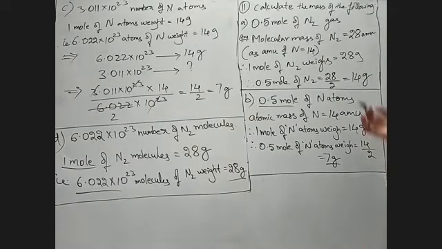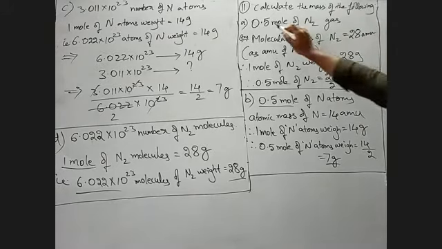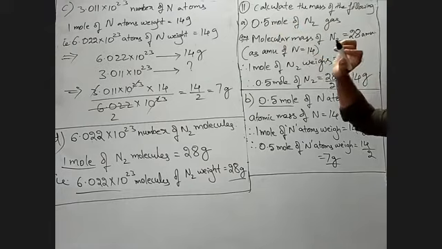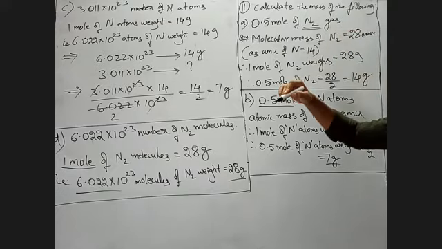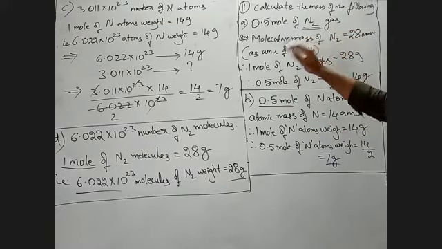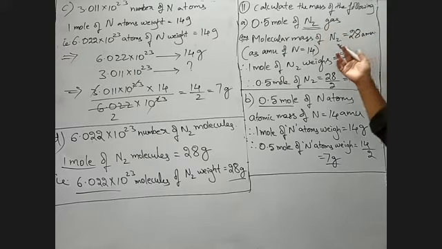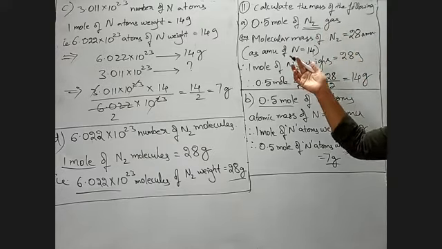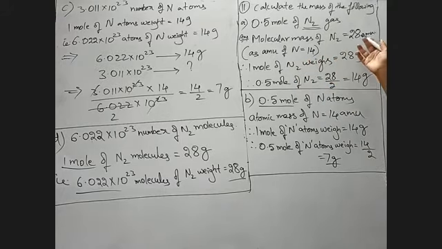Okay, once again I will explain. You want to calculate the mass of the following: 0.5 mole of nitrogen gas. Nitrogen gas means here molecule. It is given as N2 gas, so you have to consider it as a molecule. First of all, you will write the molecular mass of N2. The atomic mass of nitrogen is 14 AMU, so 2 nitrogen means 14 plus 14, 28 AMU.